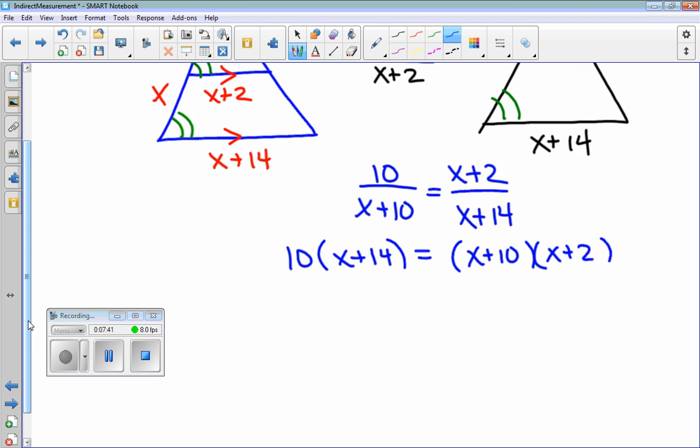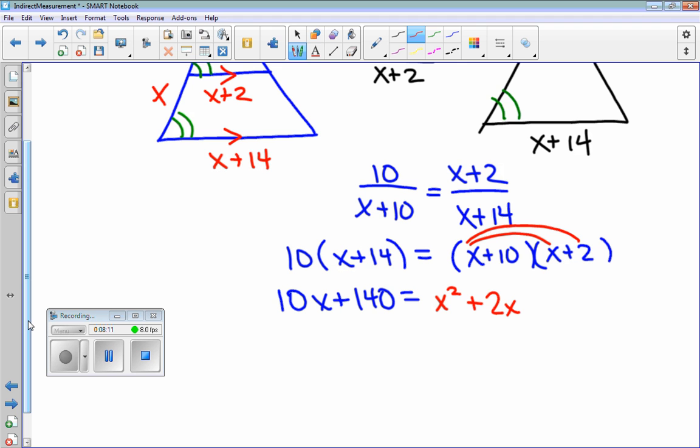Let's start with the left-hand side. What do I do with the 10? Distribute it. Love it. You remember the property. So when I distribute the 10, I get 10x plus 140. What do I get on the right-hand side? Who remembers how to multiply that? Go ahead, Lucia. You multiply the x with the x. Okay. Good. Then you multiply that x with the 2. Good.